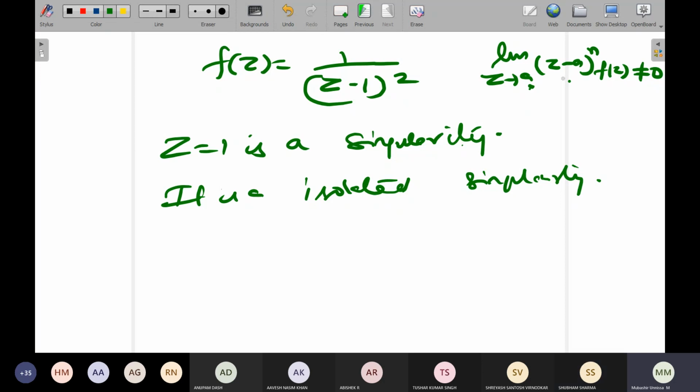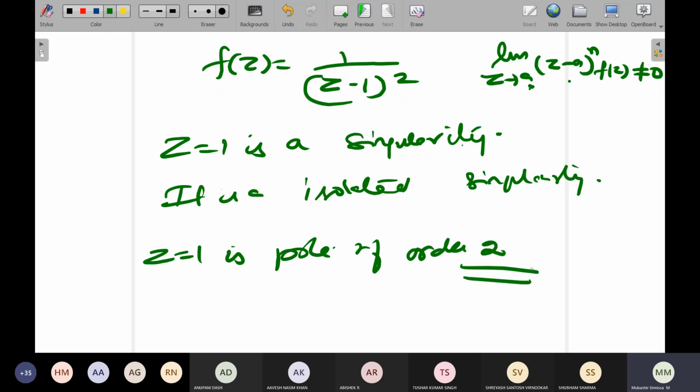Since it is a pole there, you cannot say that it is an essential singularity. You understand? Here z is equal to 1 is a pole of order 2, so therefore you cannot say that it is an essential singularity. It should neither be a removable singularity nor a pole; then only we can say that it is essential singularity. And we cannot even say that it is removable because the limit value will not exist.